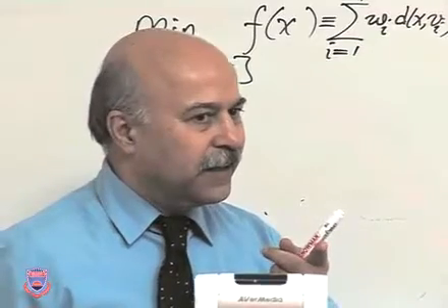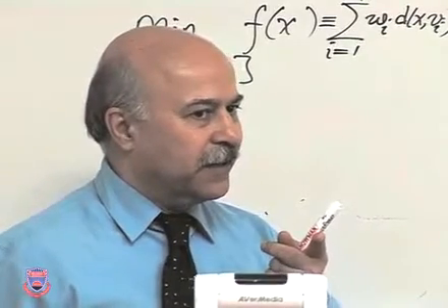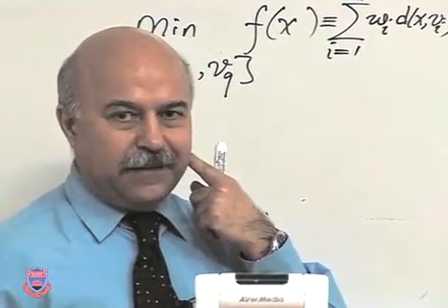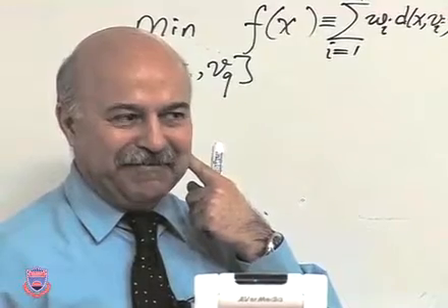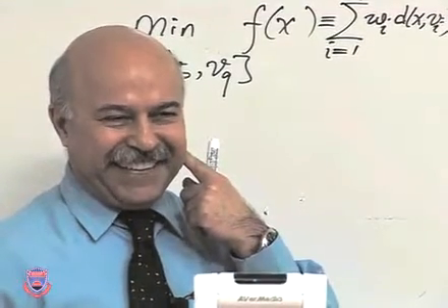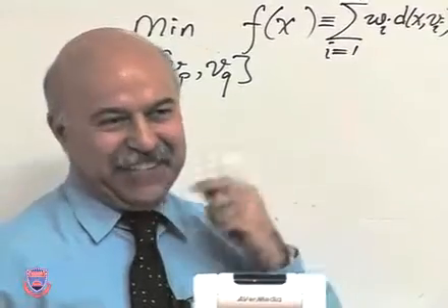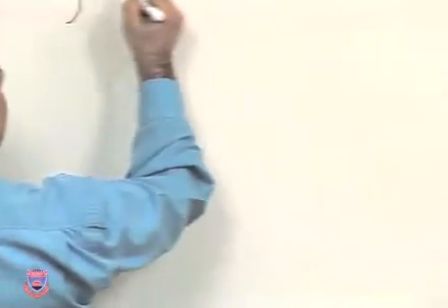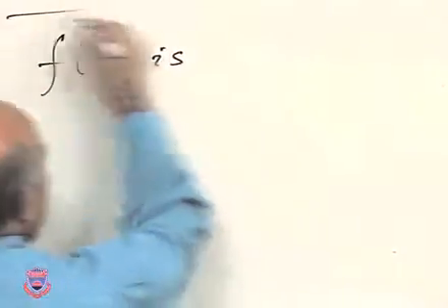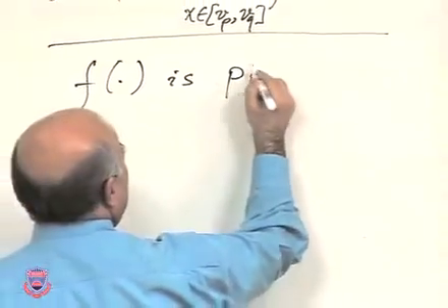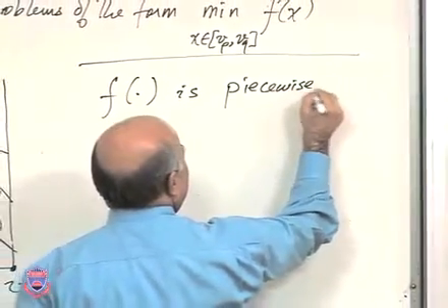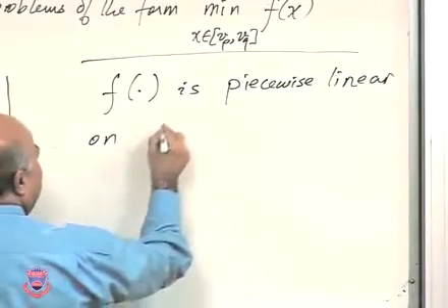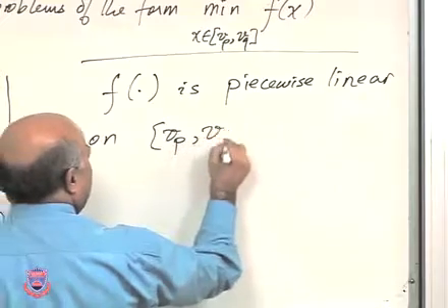You said? How many breakpoints? At most 2 times the number of arcs, or 1 times? As many as arcs. So let's just write it down. F is piecewise linear on Vp, Vq.